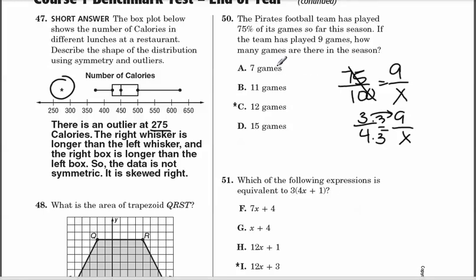Okay, somewhere I missed you on this. So on this one, this is an outlier at, no, excuse me, 275. And notice that these are not symmetric. This whisker and this whisker aren't the same size, and neither are the two boxes. Over here, the Pirates football game has 75%. So we want to figure out what that is if they've already played 9 games. So simplify 75 over 100 to 3/4, times by 3 on both sides, and you get 9 and 12, so 12 games.